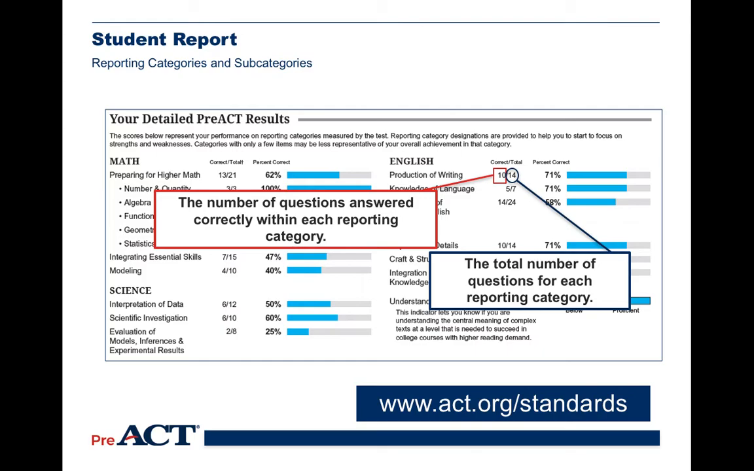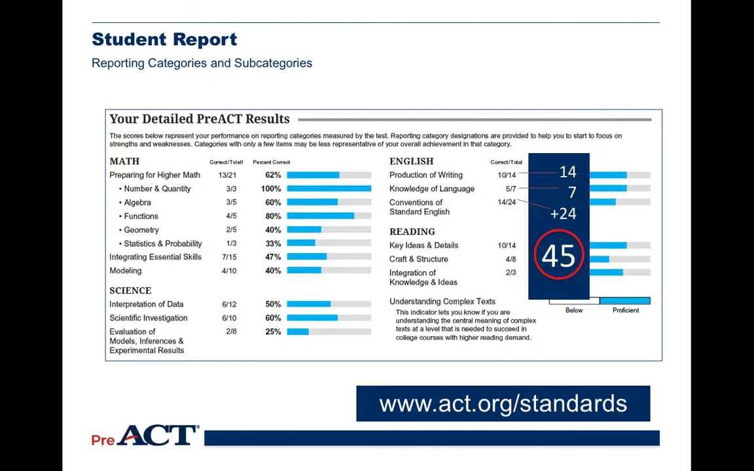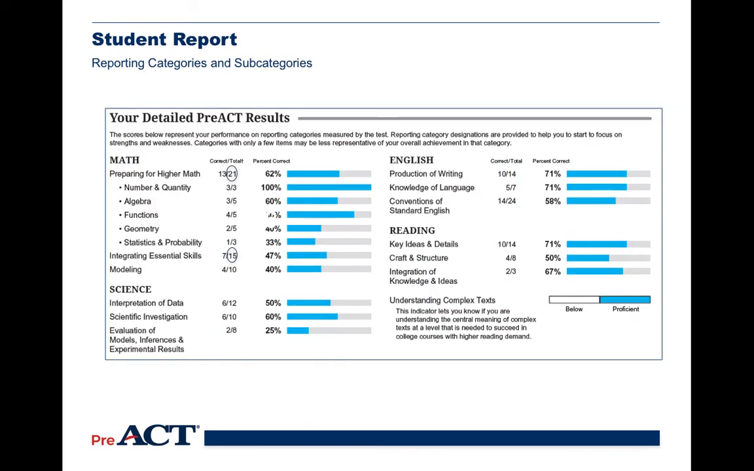For Science, English, and Reading, you can add the total together to arrive at the number of questions in each category. 45 English questions. The number of total math questions on the test can be found by adding the total from the Preparing for Higher Math and the total from Integrating Essential Skills reporting categories, in this example, 36.